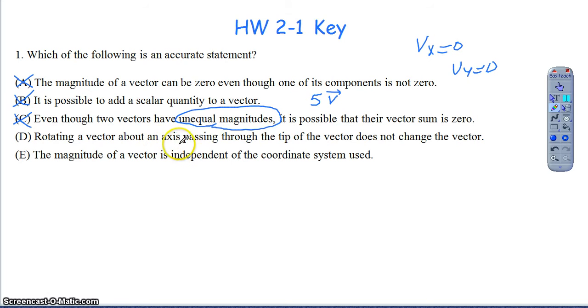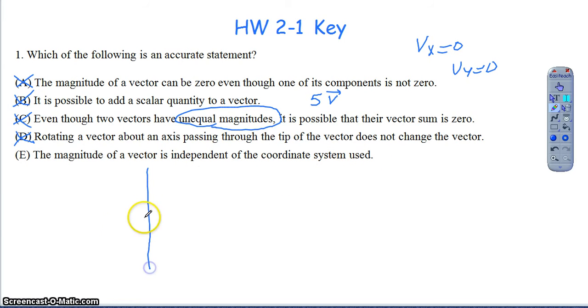Rotating a vector about an axis passing through the tip of the vector does not change it. That's also false, right? We know that for a vector, the magnitude and the direction are important. And so if I take a vector and I rotate it, that's no longer the same direction. So that's false. And then option E is my best answer here. The magnitude of a vector is independent of the coordinate system used.